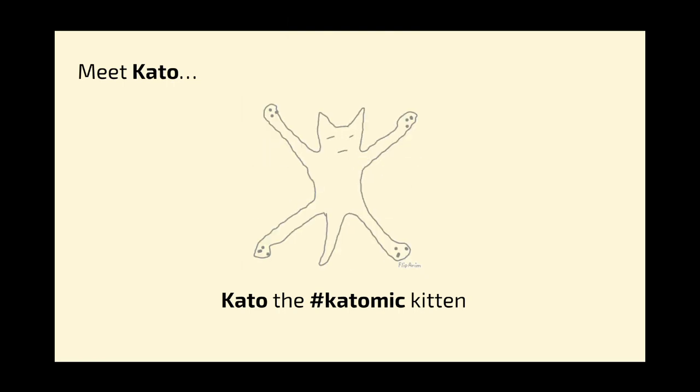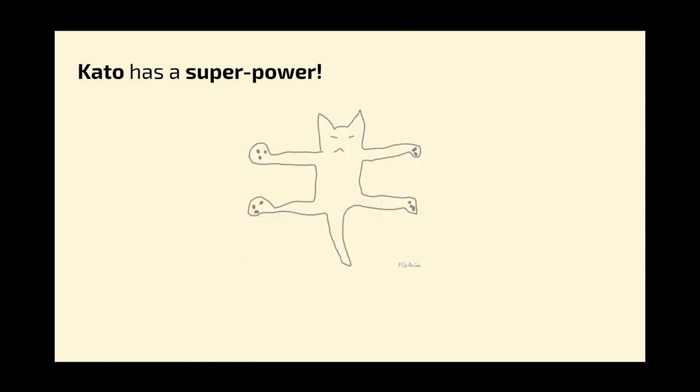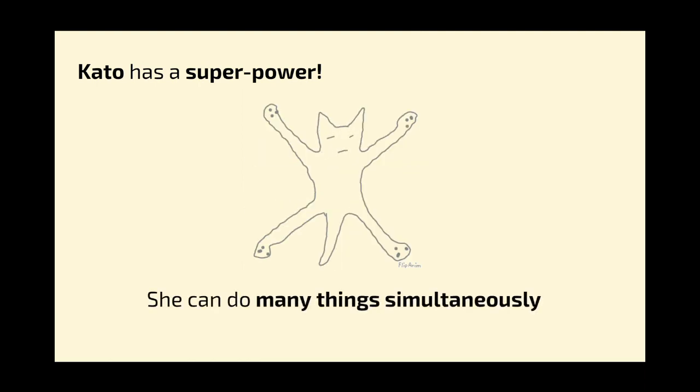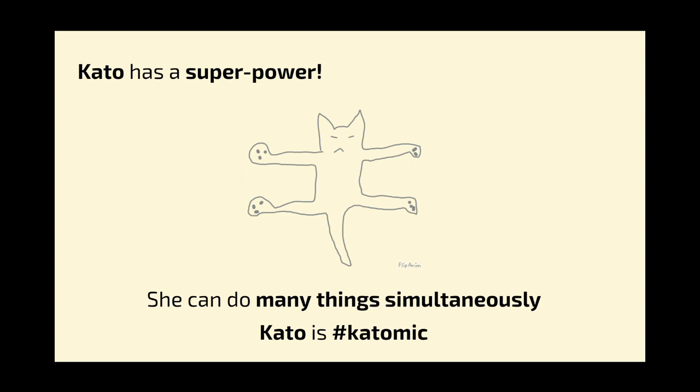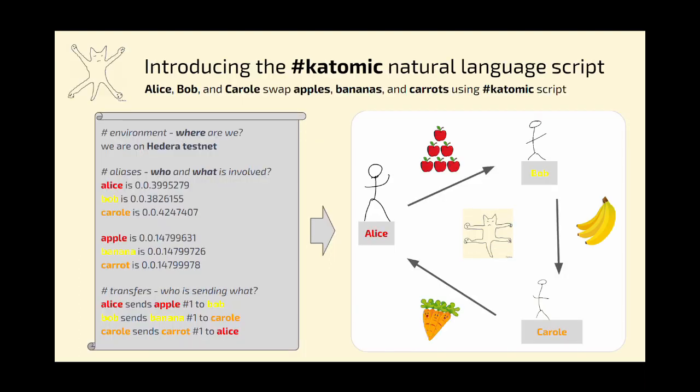Meet Kato. Kato the Katomic kitten. Kato has a superpower. She can do many things simultaneously. Kato is Katomic. Kato is happy to introduce you to her very own language, Katomic. Katomic is the natural language of atomic swaps.